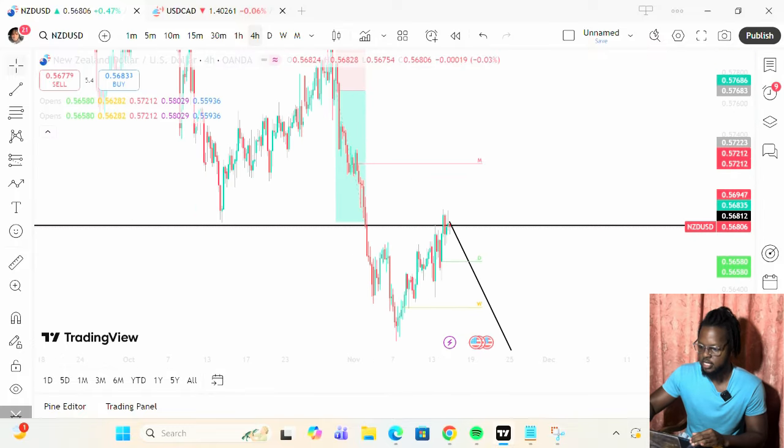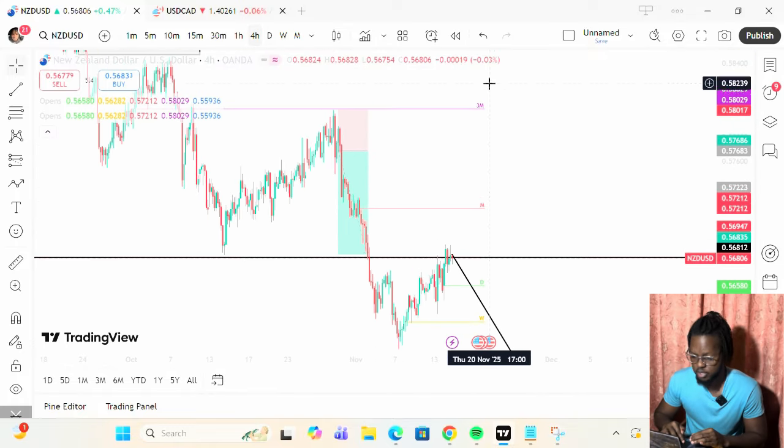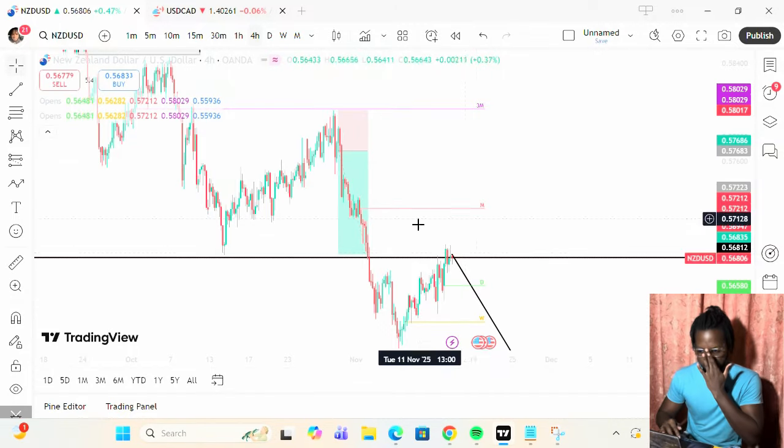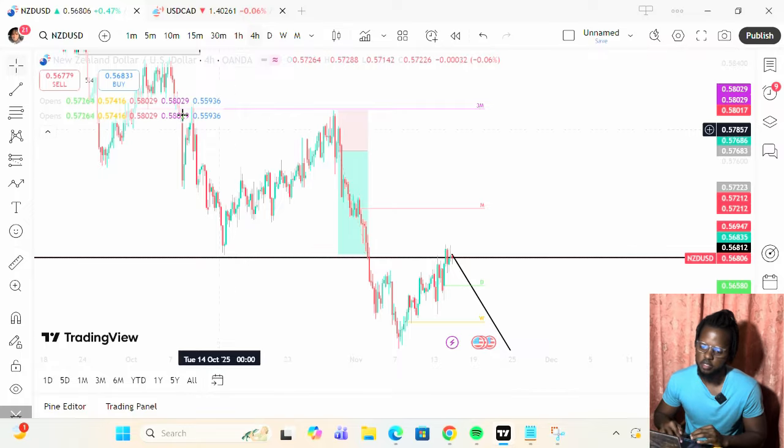I'm not trying to buy this, although I do still see some upside to the monthly open. Could even push to the 3 monthly, which is unlikely, but at least to the monthly open, and then I expect us to just go all the way down to the yearly open.